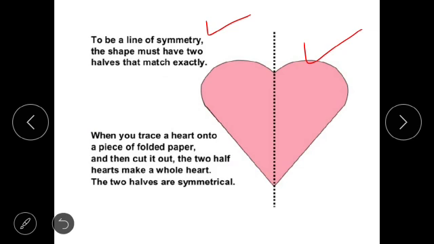Like in the case of this heart, we have drawn a vertical line of symmetry here. Now the two sides, this side and this side, are matching each other. These are identical to each other, and this is an example of line symmetry.